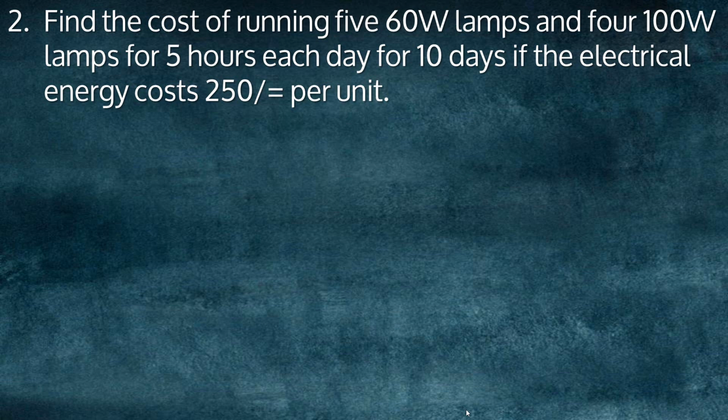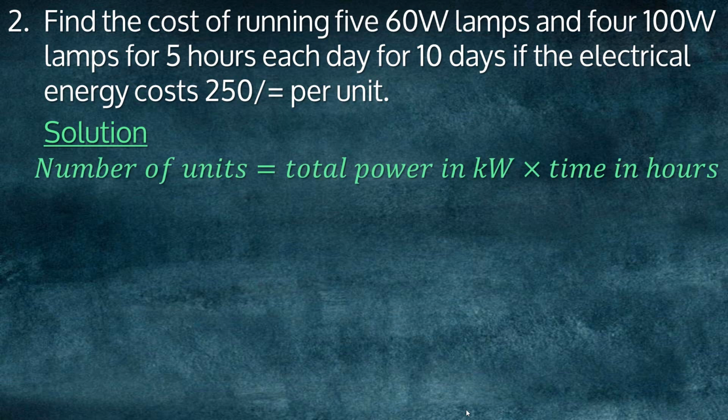Remember, the number of units is equal to the total power in watts, kilowatts. You put the total power in kilowatts times the time in hours. So, that's our formula: number of units is equal to total power in kilowatts times time in hours. Let's start with the 60 watts lamps.